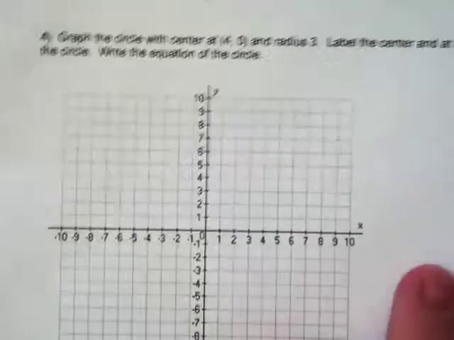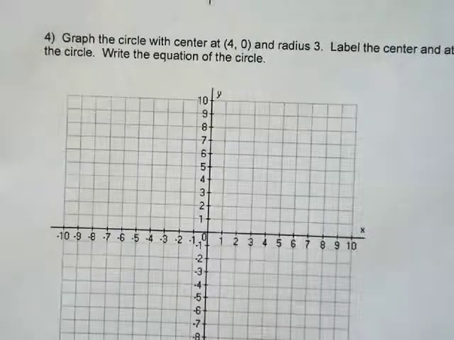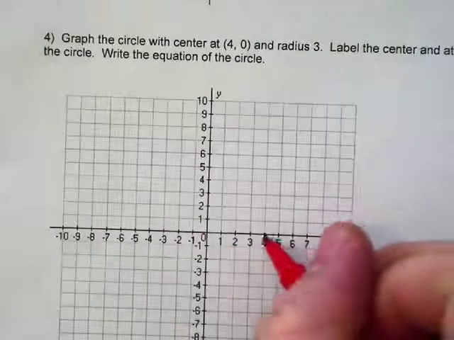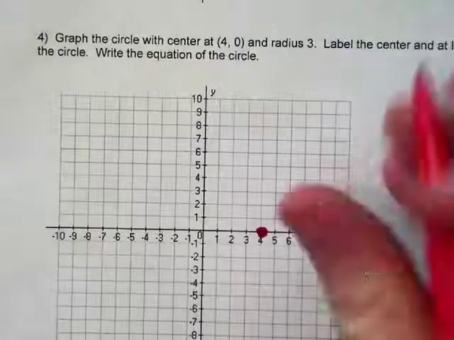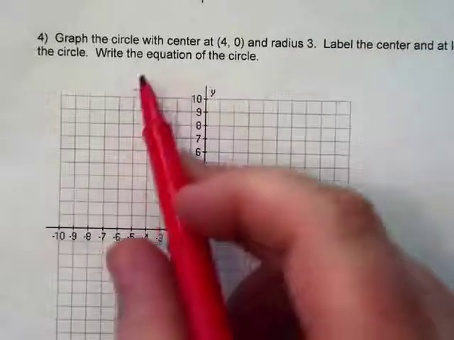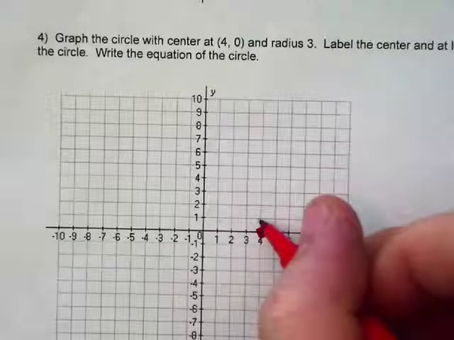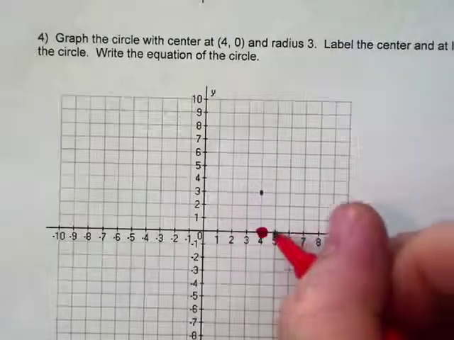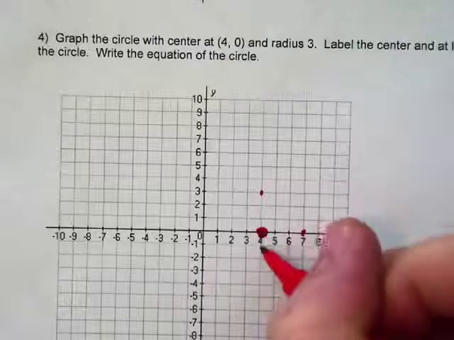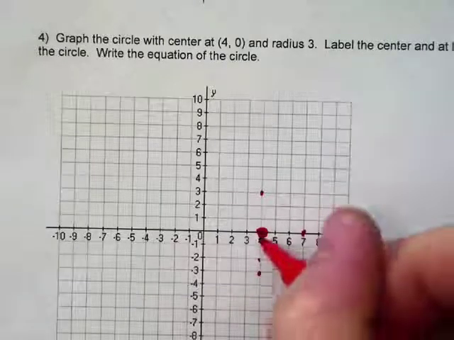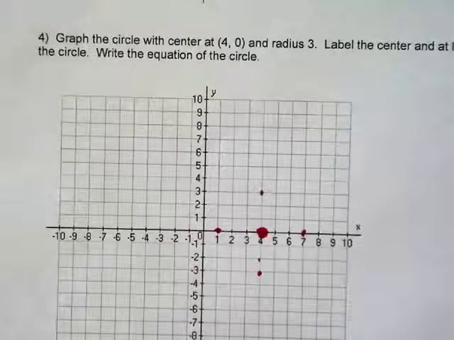Graph the circle with the center 4, 0, and the radius 3. Okay, so here's our center. The radius is 3, so 1, 2, 3, 1, 2, 3, 1, 2, 3, and 1, 2, 3. So there's our circle.